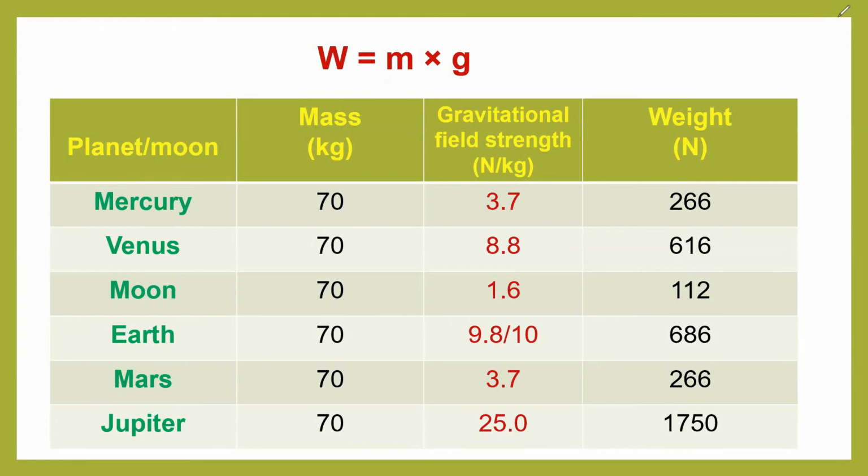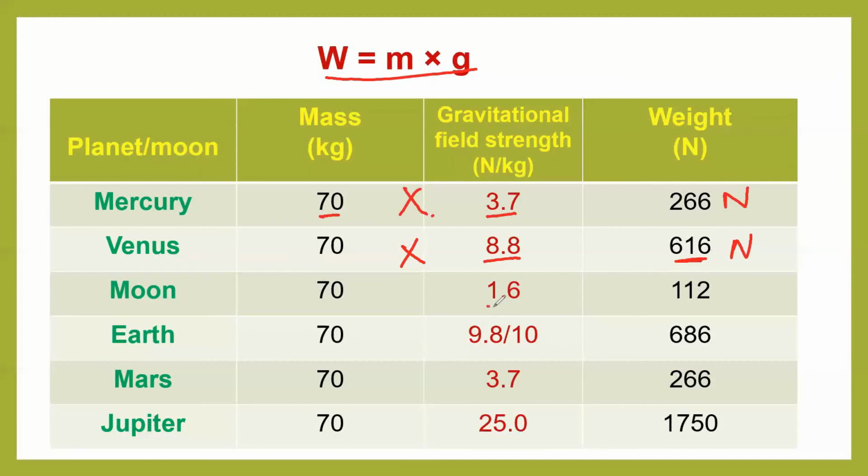We are going to consolidate the same idea to see the different weight on different planets by calculation. If we have an object of mass of only 70 kilogram, and by using the same formula, if we multiply 70 by 3.7, we get 266 newtons weight on Mercury. Similarly, for 70 kilogram, if we multiply with 8.8, that's the value of G on Venus, we get 616 newtons.